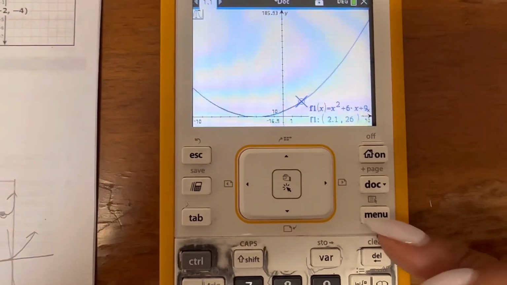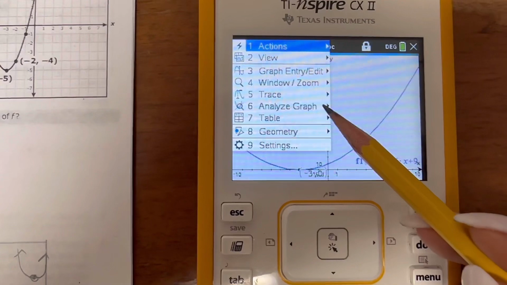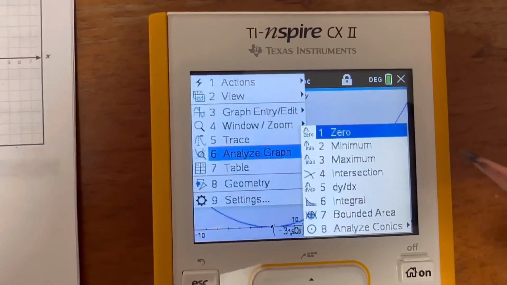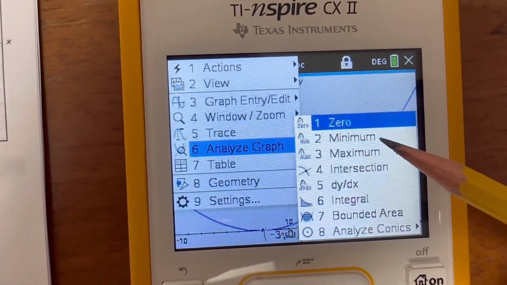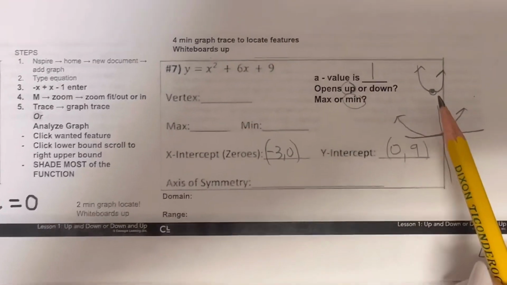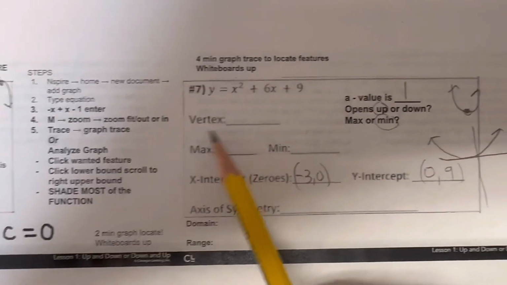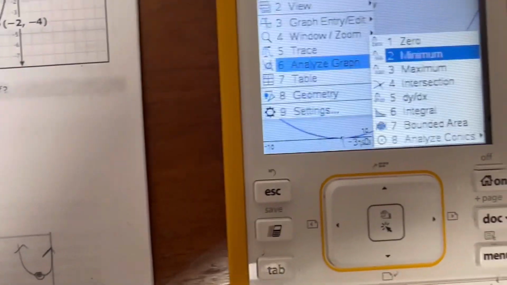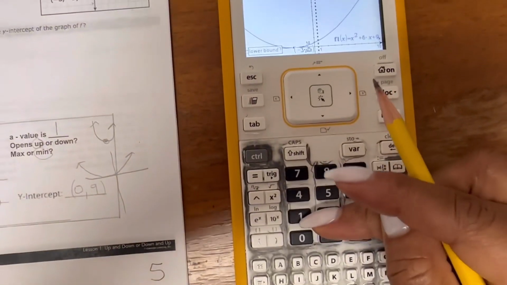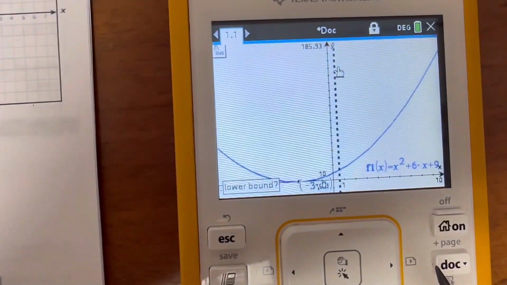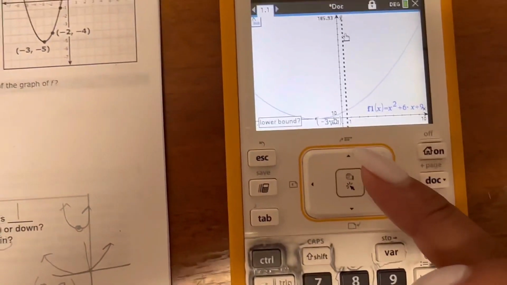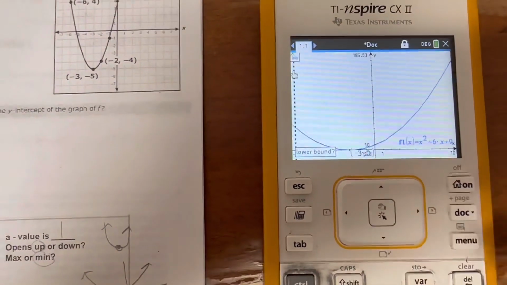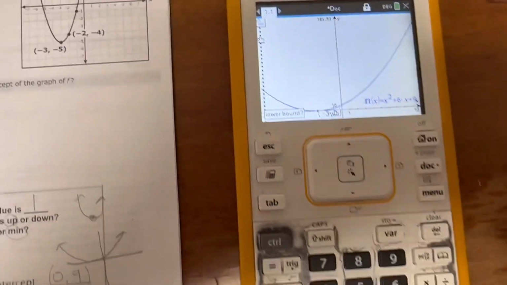So go ahead and click on menu, and then analyze graph. Number 6. You can find all your features this way. We're looking for our minimum, our vertex. So go ahead and click on minimum. Number 2. It's asking for our lower bound. So scroll, take this dashed line and scroll. Let's go ahead and find our lower limit and hit enter.